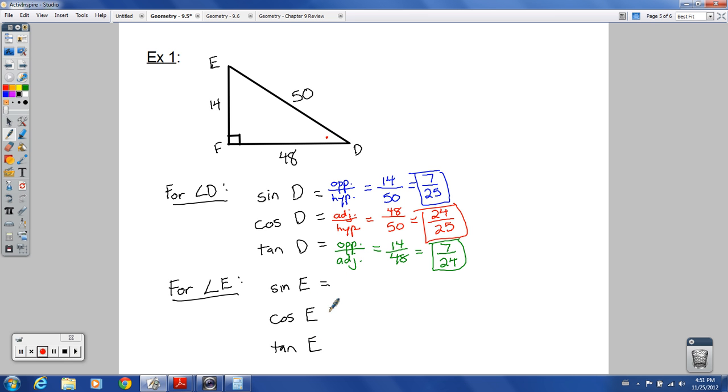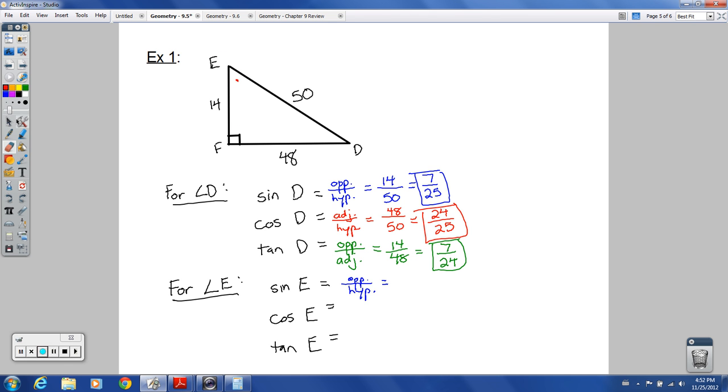What are all these things equal to? So I'll keep that consistent. I'll keep using blue for sine here. So this is still opposite over hypotenuse, but this time I'm talking about this angle right here instead. So I'll erase this other one there. And I'm talking about angle E.